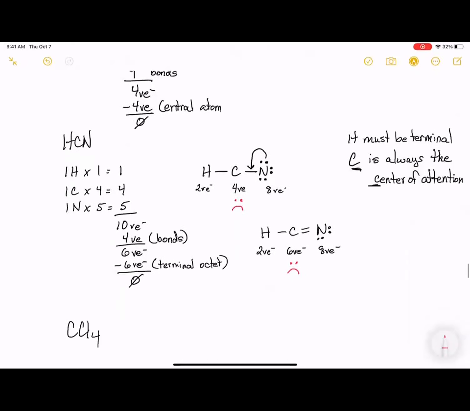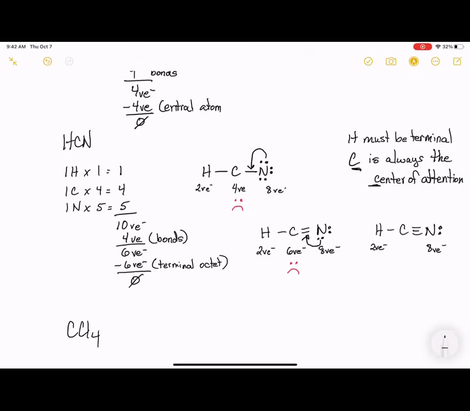So since carbon is still not happy, we need to share another pair of electrons. And the structure that evolves is this structure. Anytime you alter the structure, you say, does everybody have an octet? Your hydrogen has an octet. It has 2 valence electrons. Your nitrogen has an octet.